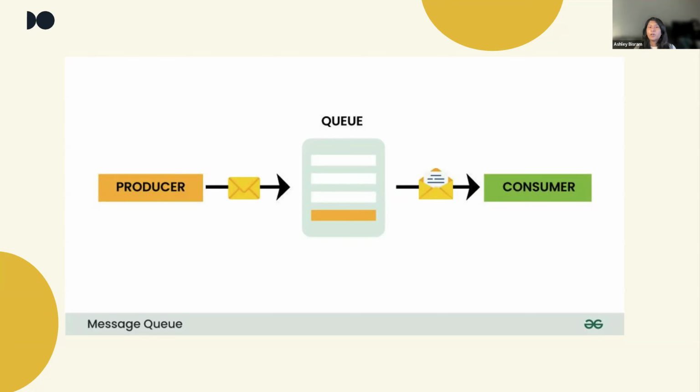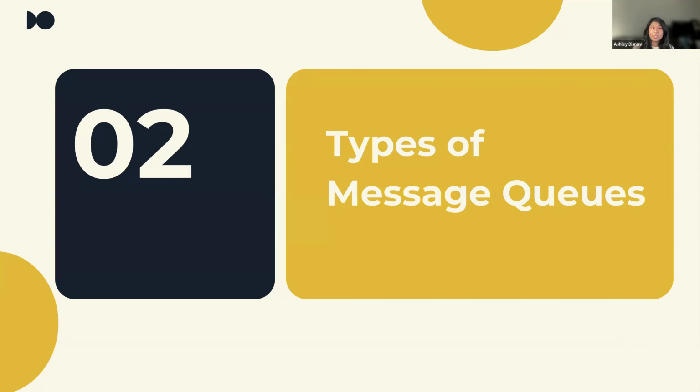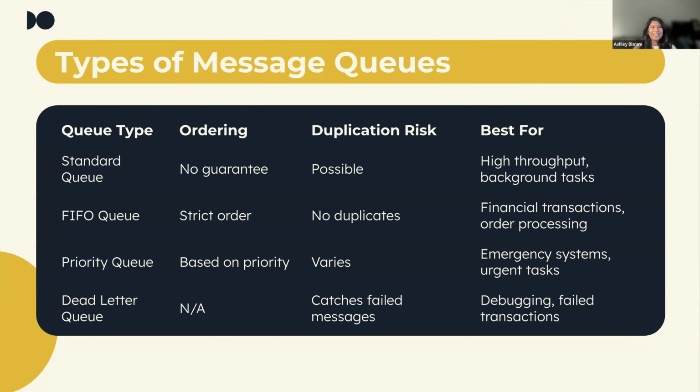So think of a restaurant takeout order system. A customer places an order, which is like a message. The chefs prepare them in the kitchen, which is like the queue. And then orders are picked up when they're ready. Next, we'll dive into different types of message queues, and there are quite a few, so hang in here with me.